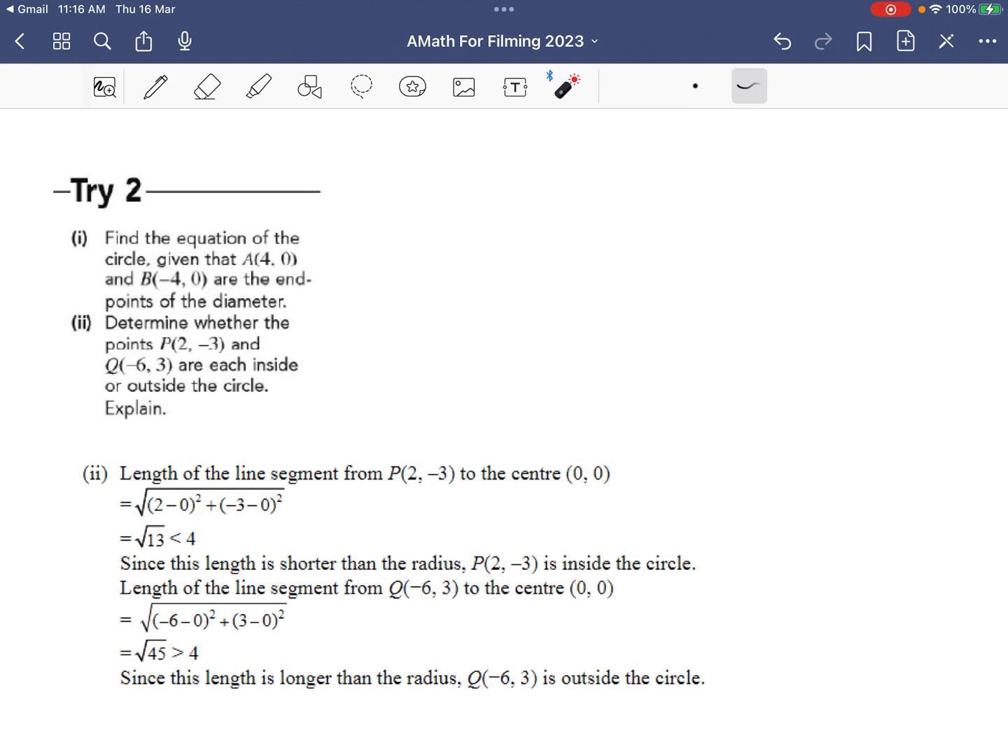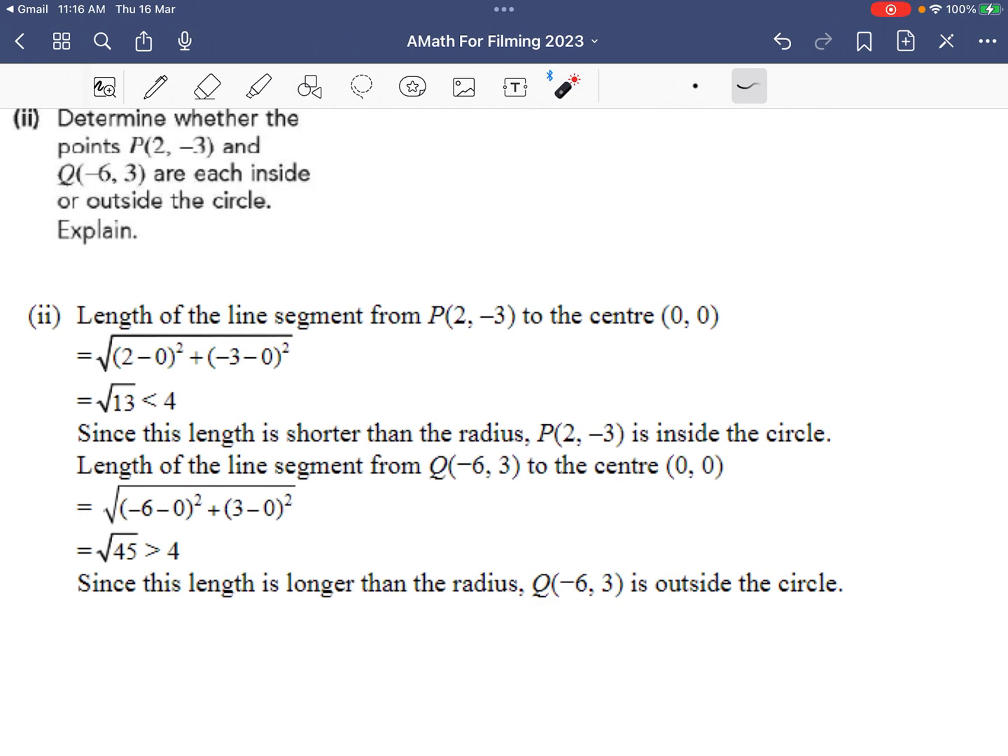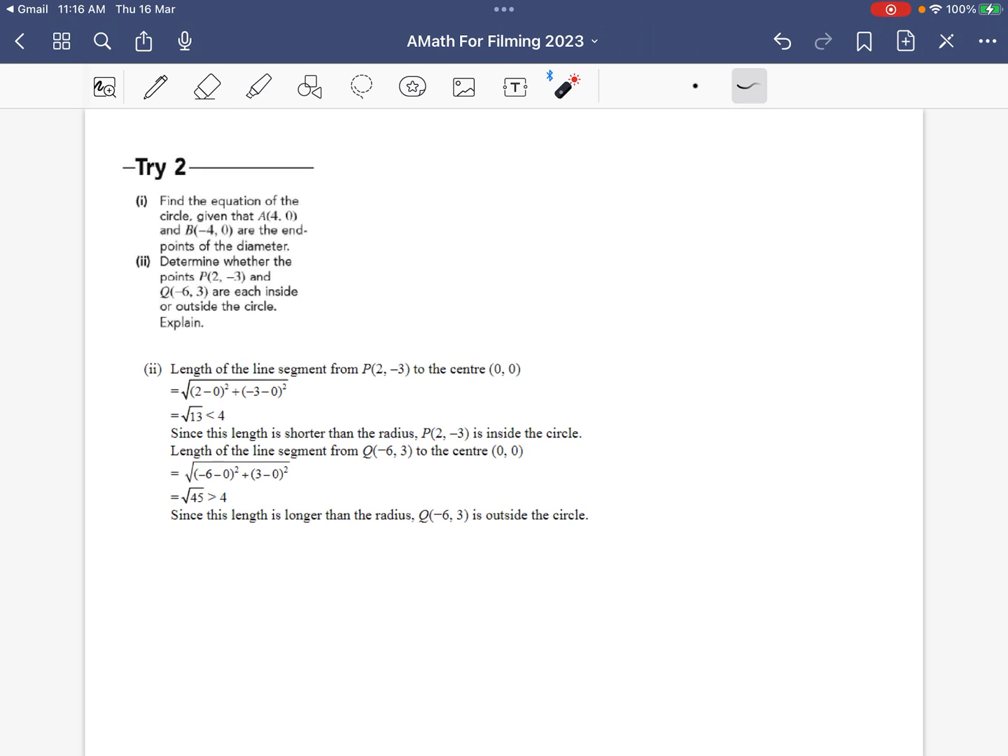Same thing as the previous example that I've given you. If you're able to find the distance between the point P to center, point Q to center, in this case, point P is lesser than the radius itself, so it lies inside the circle. Similarly, if you found the distance between Q and the center, since the length of this line segment is longer than the radius, Q is actually outside of the circle itself.